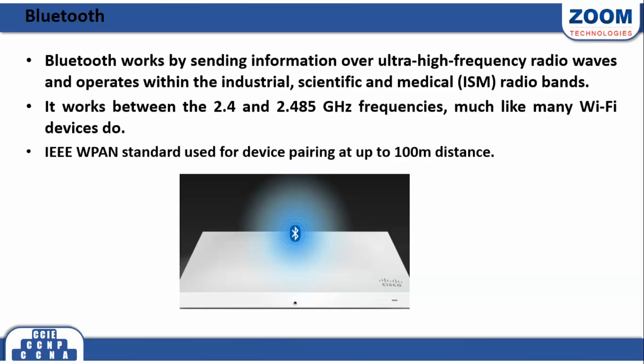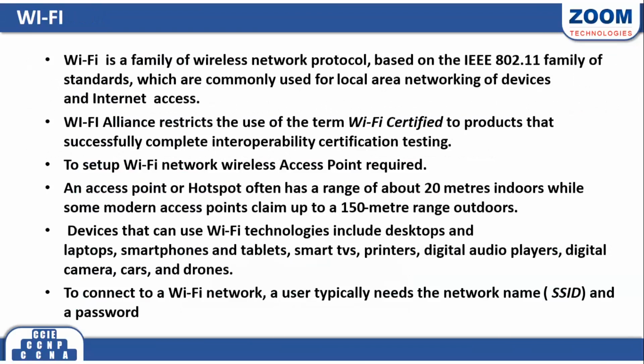Like in cables, we have 10 Mbps, 100 Mbps, 1000 Mbps, 10,000 Mbps. In wireless, data transmission is measured between frequencies: hertz, kilohertz, megahertz, gigahertz. Hertz means number of cycles per second. The most commonly used technology in wireless is Wi-Fi, which is commonly used for local area networks of devices and internet access. This is 802.11.